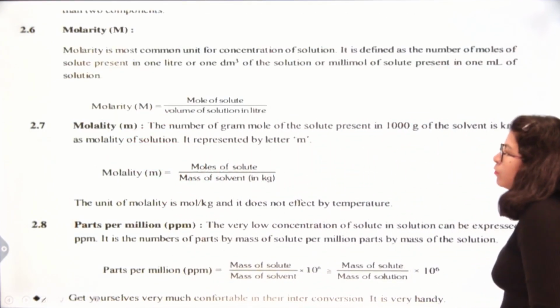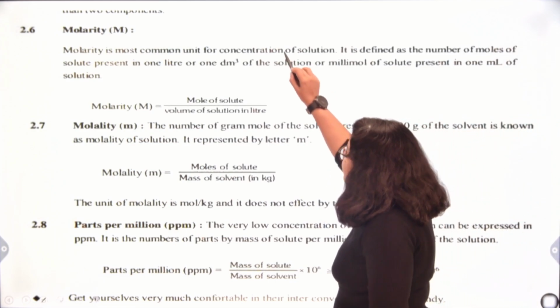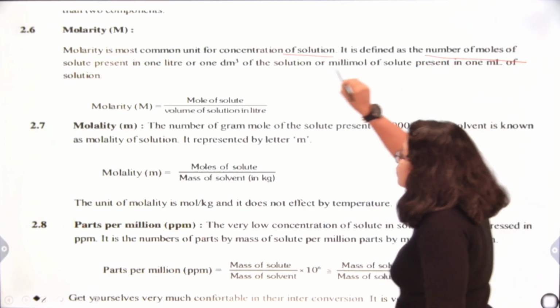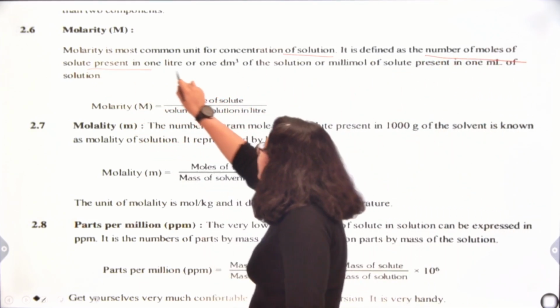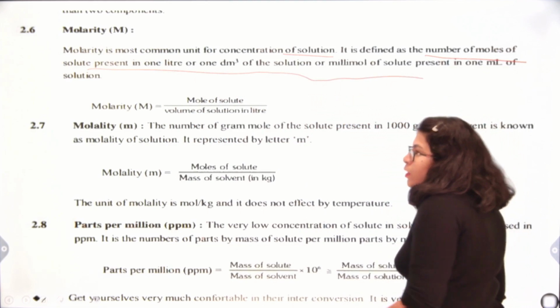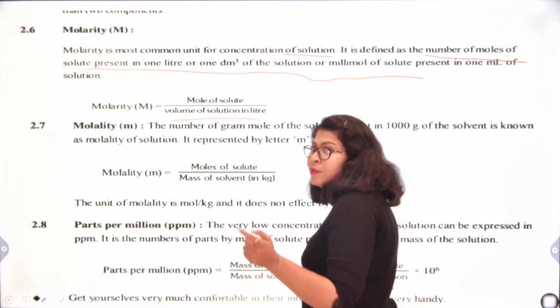Next is the important one, which is molarity. Now molarity is the common unit of concentration. It is mostly used. It is defined as number of moles of solute per 1 liter or 1 dm cube of the solution. Okay, molarity means number of moles of solute divided by volume of the solution in liters.